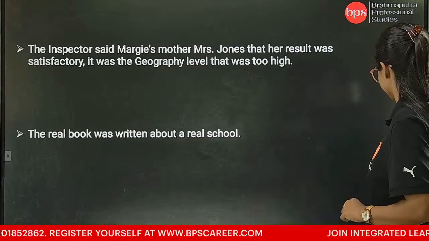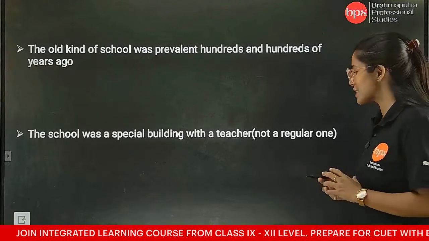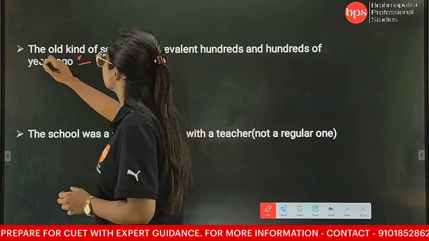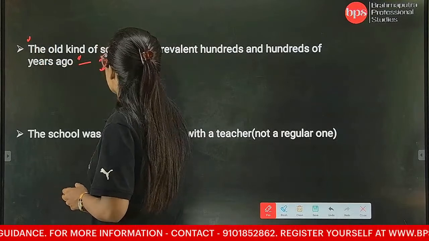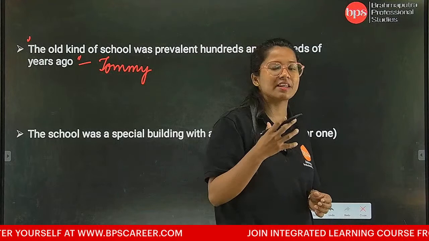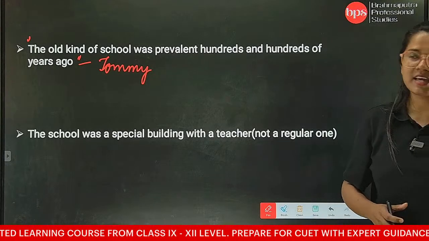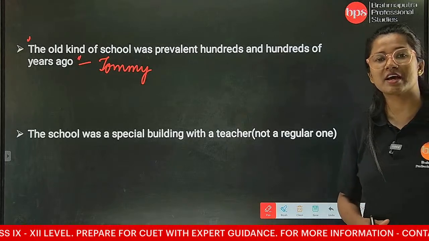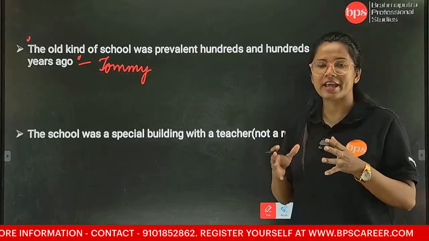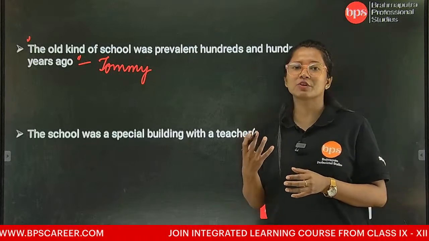Then, the old kind of school was prevalent 100 years ago. And this line is very important because it was spoken by Tommy. So there is a quotation here, and there may be some RTC based on this line, that who said that the schooling system was hundreds and hundreds of years ago. This description was given by Tommy, where Tommy said that the school actually was hundreds and hundreds of years old, and the system was very peculiar because an actual human being used to conduct the classes, and he used to be individually interactive with all the students.